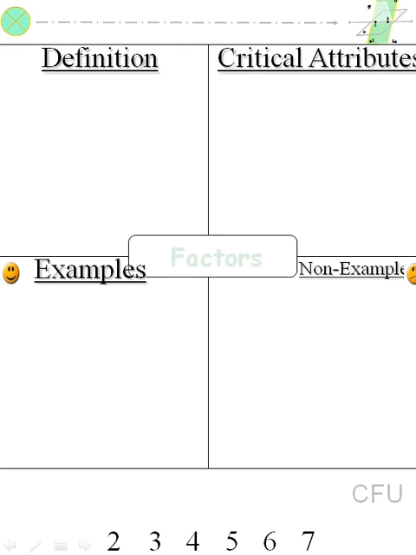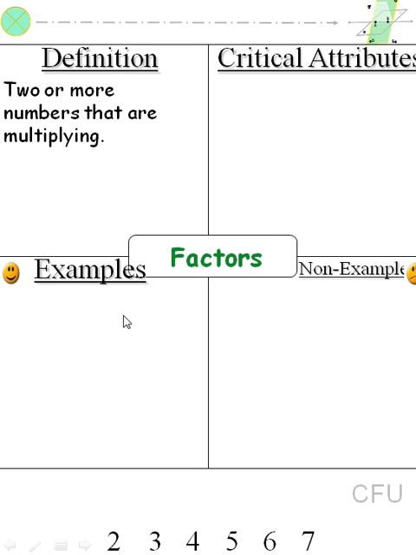Concept development. On your Frayer model, first of all, I want to clarify factors. What are factors? You already have this in there, and it says 2 or more numbers that are multiplying. Let me give you examples. Write these down, please.